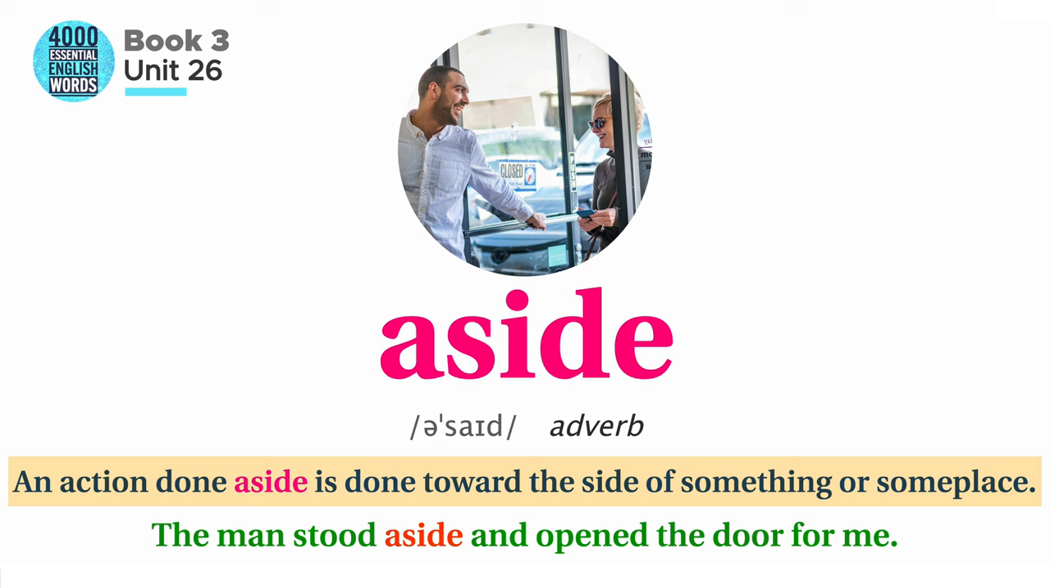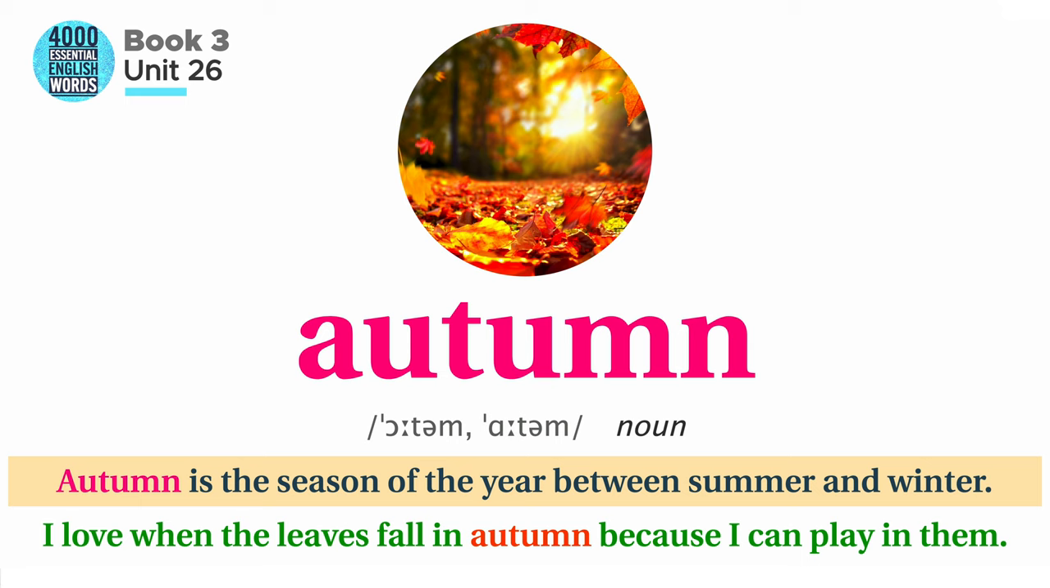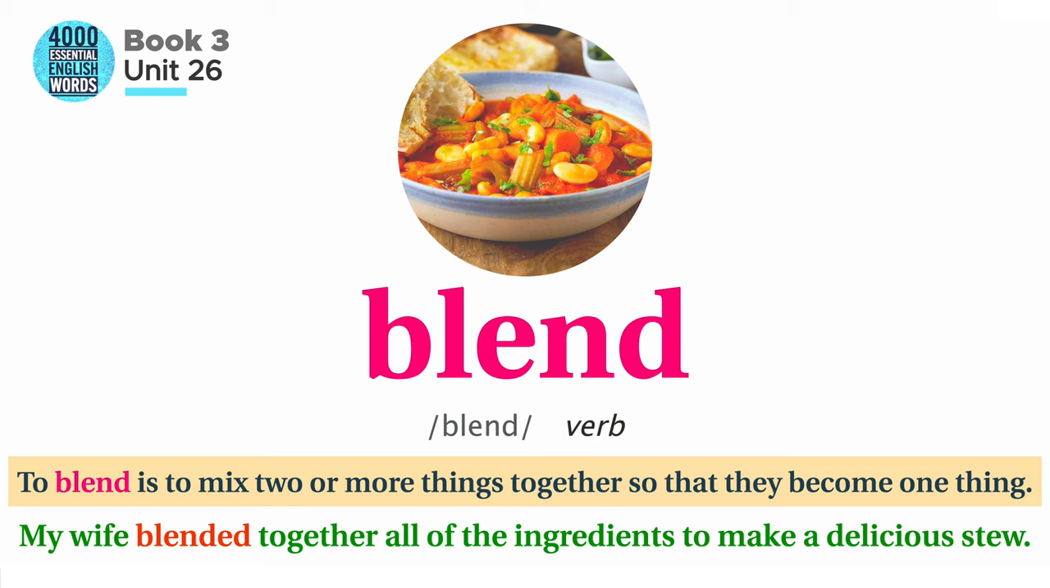Autumn. Autumn is the season of the year between summer and winter. I love when the leaves fall in autumn because I can play in them. Blend. To blend is to mix two or more things together so that they become one thing. My wife blended together all of the ingredients to make a delicious stew.